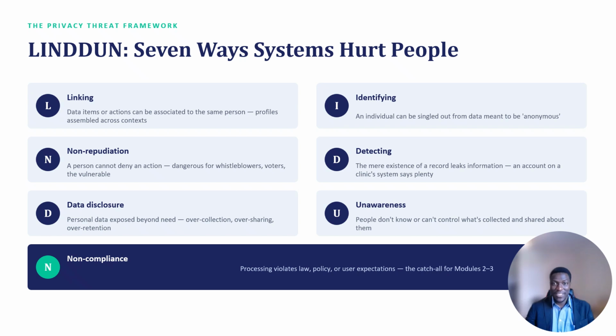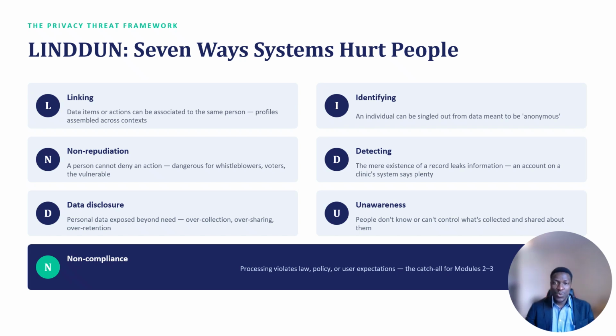The next is detecting the existence of records, which leaks information. For example, an attack on an addiction clinic system that says plenty before any field is read. Next you have data disclosure. This is exposure beyond what is needed. The classic over-collection and over-sharing is a typical example.